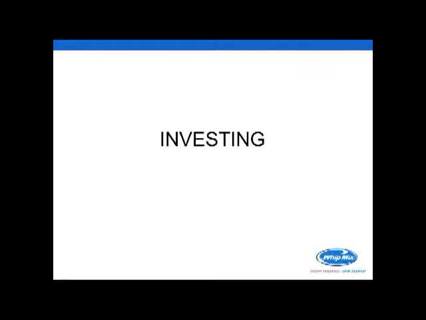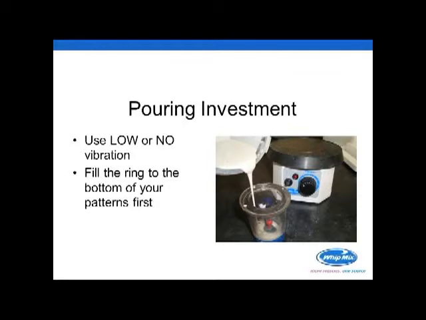Now let's talk a minute just about investing itself. You want to use either low or no vibration. If you have to use a bunch of vibration to get things to move, you run the risk of breaking patterns off, fracturing them at the connector of their sprue. You also have to worry about distortion depending upon how you invest.